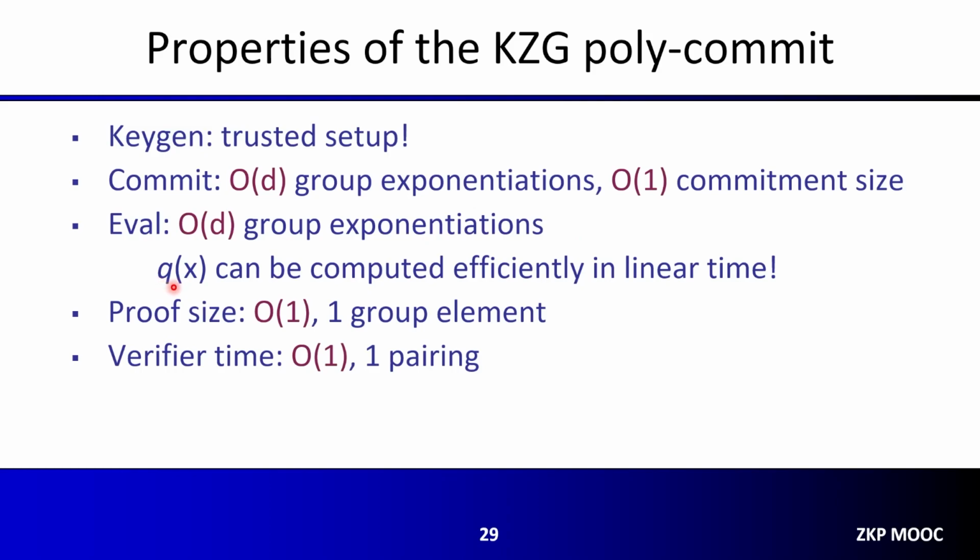And note that this polynomial q of x can be computed efficiently in linear time using just a simple long division. You don't have to use complicated polynomial divisions to do that. And the proof size is only one group element, order of one, and the verifier time is only one pairing equation to check. So that is why the KZG polynomial commitment is actually very efficient in practice with very small proof size and fast verifier time. But the only drawback is that it requires a trusted setup in the key generation algorithm.